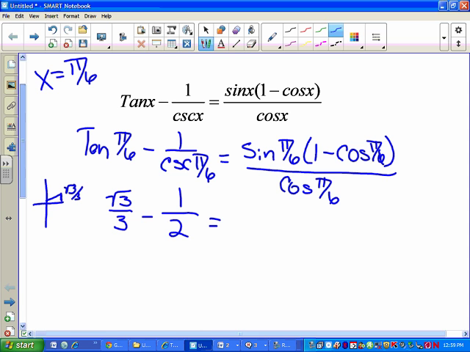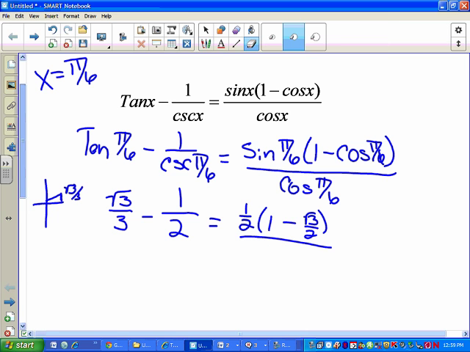Okay, equals, so what's the sine? We just said the sine of pi over 6 is 1/2. 1 minus, what would the cosine of pi over 6 be then? Well, if the sine is 1/2, the cosine's got to be square root of 3 over 2. Oops. Okay, so I went around and actually found the value for all of those trig functions where x is pi over 6.